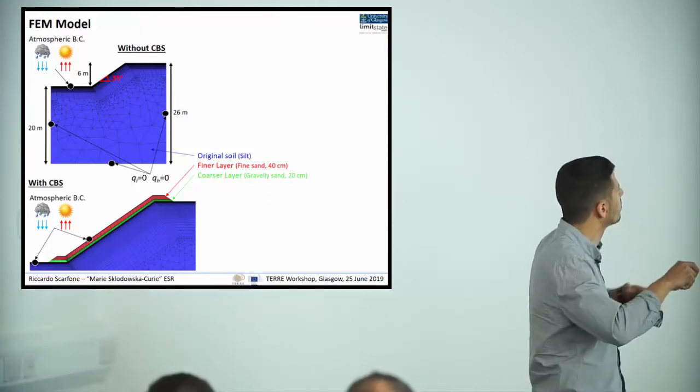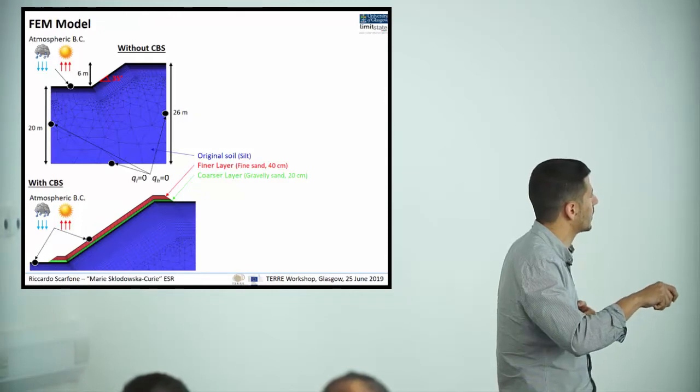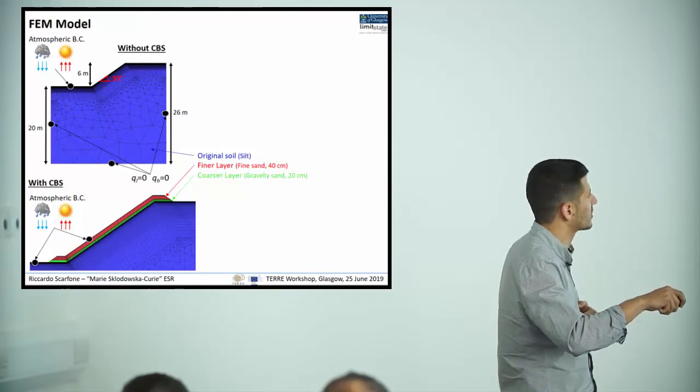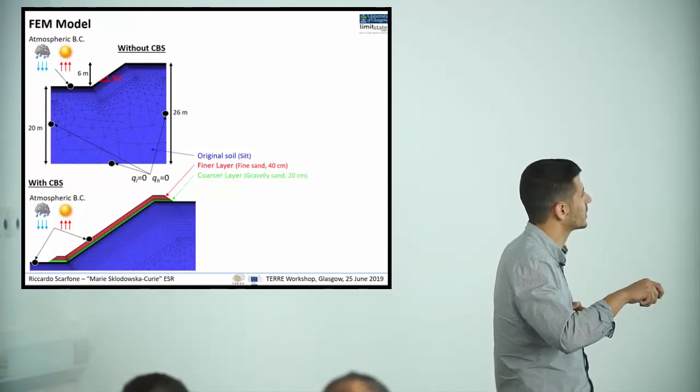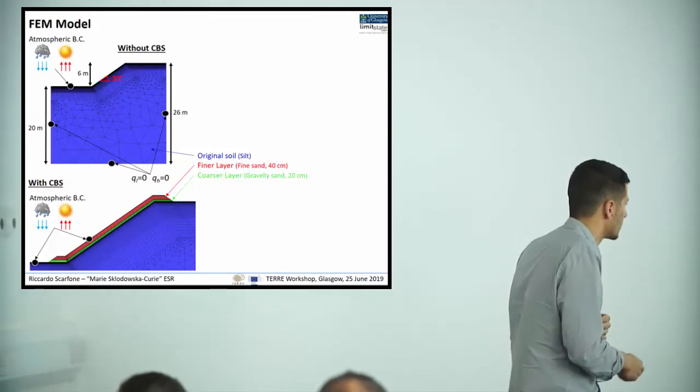Then we also studied the problem with the capillary barrier system. Here is just a zoom of the central part, where basically we applied a finer layer representative of a fine sand, 40 centimeters thick, and a coarser layer representative of a gravelly sand, 20 centimeters thick.